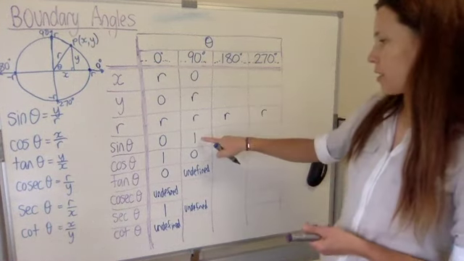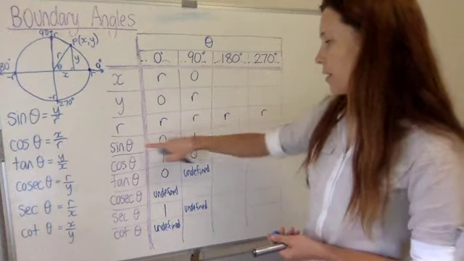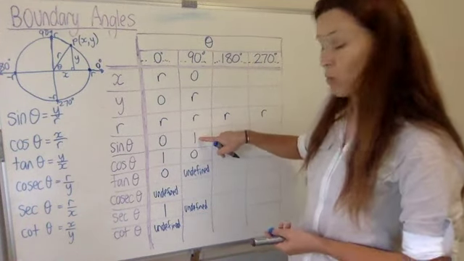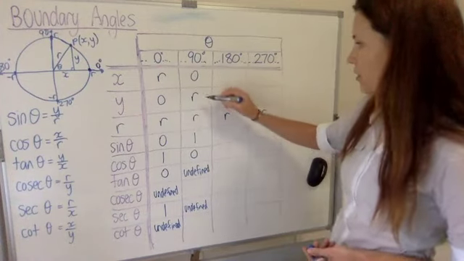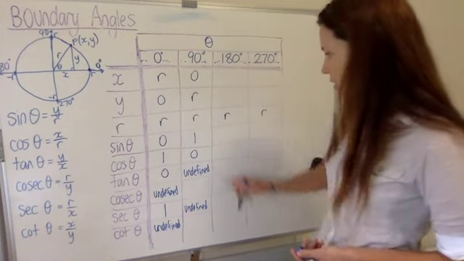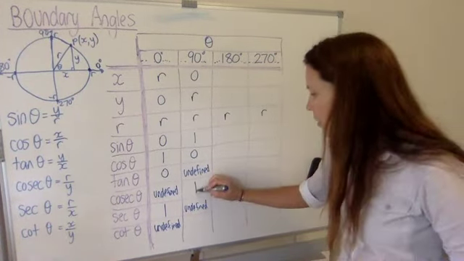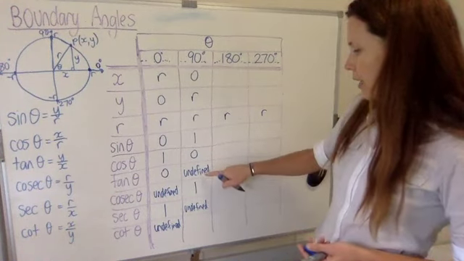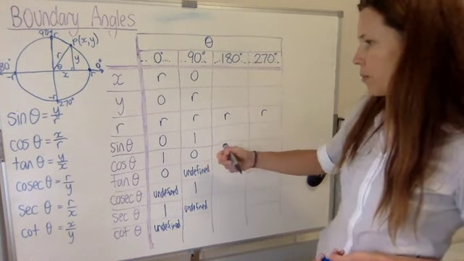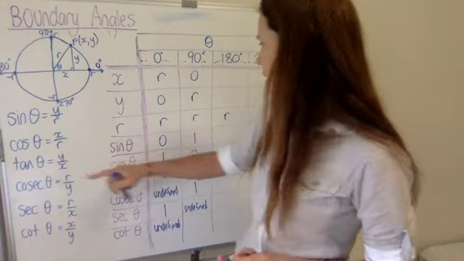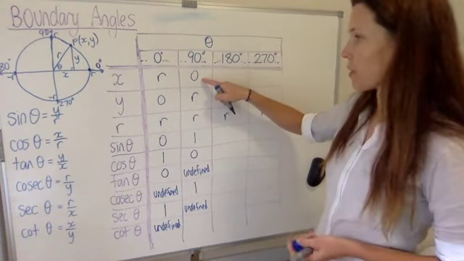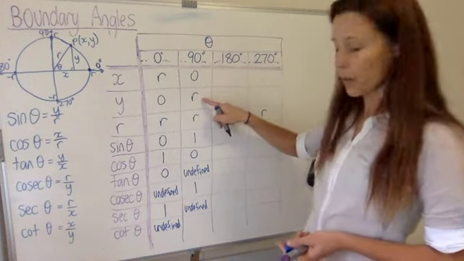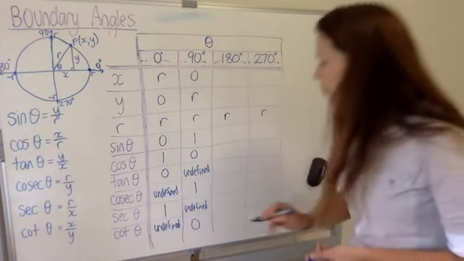And we also learnt that if a function is 1, then its reciprocal function will also be 1, because if you've got r over r and you flip it upside down, you've still got r over r. So we have 1 here. Now, tan theta was undefined because we were trying to do y over x, which was r over 0. You can't do that. But when we flip it the other way, it'll be 0 over r, won't it? And that will give us 0.